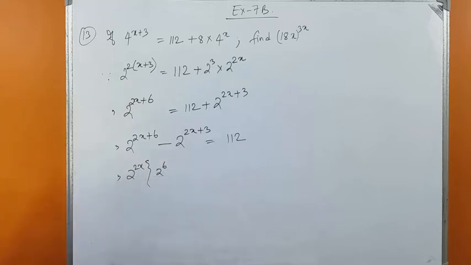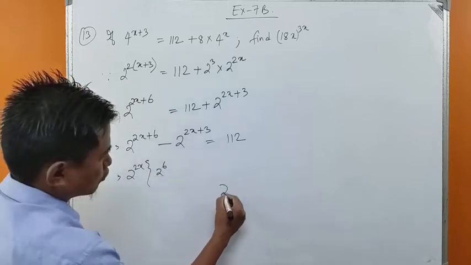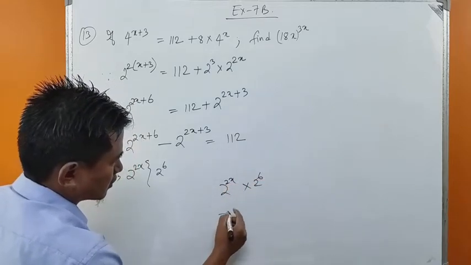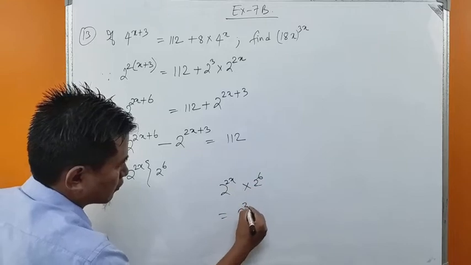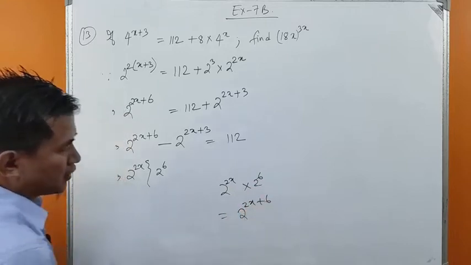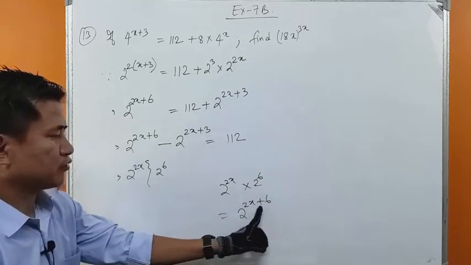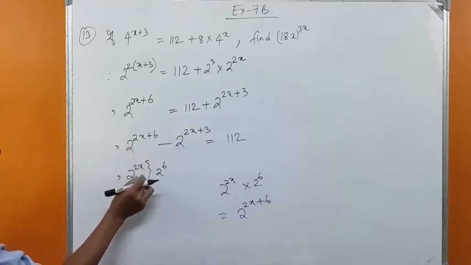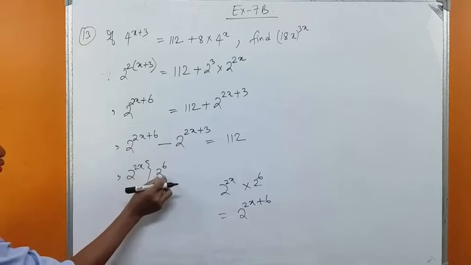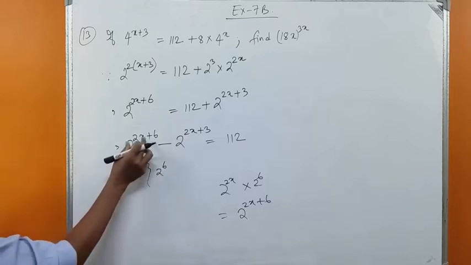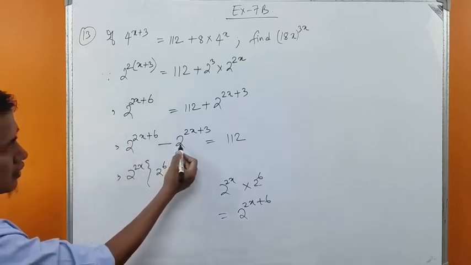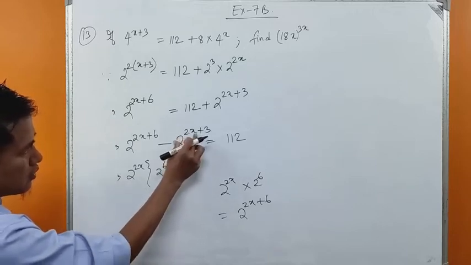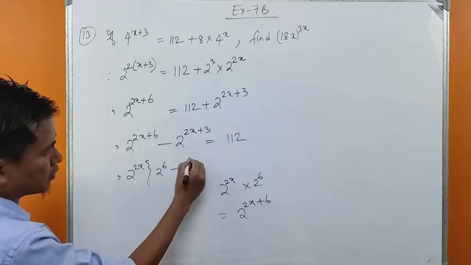2 to the power 6, because 2 to the power 2x into 2 to the power 6 gives us the same base, power 2x plus 6. If the bases are equal, their powers should be added. So 2 to the power 2x plus 6 means 2 to the power 2x into 2 to the power 6. We take 2 to the power 2x common. Here also we have 2 to the power 2x, so minus this number is taken out, so 2 cubed remains within.